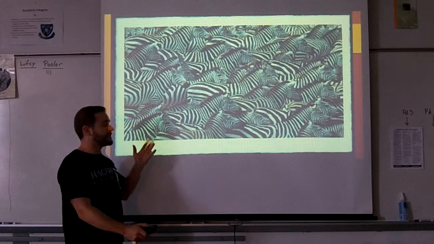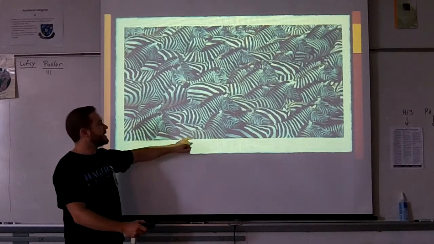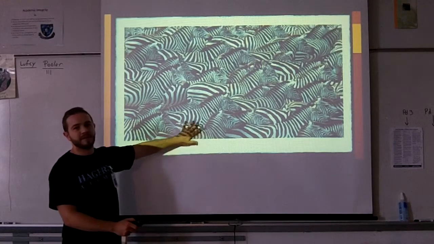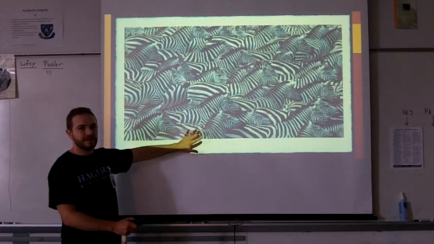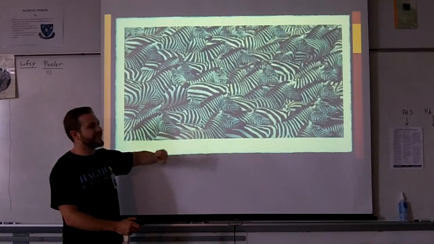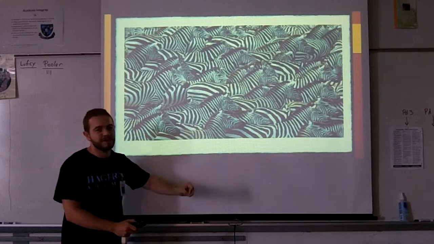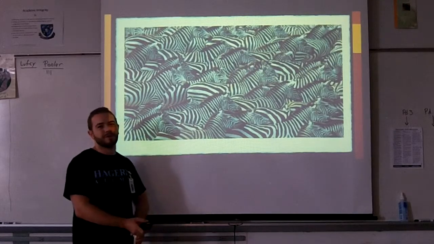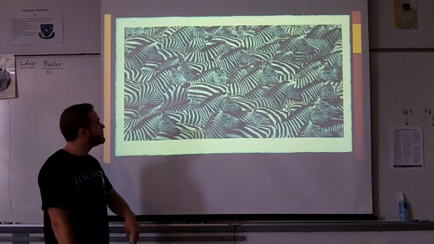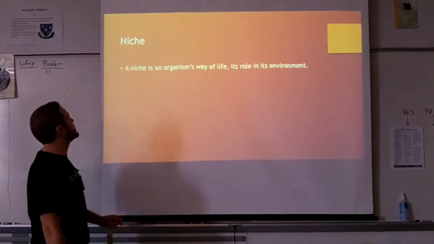And then in recent studies, a little side note, it's also been shown that a lot of insects and mosquitoes don't like striped patterns. So zebras have fewer insect bites than other organisms that do not have those stripes. Pretty interesting. All right, this brings us to niche.